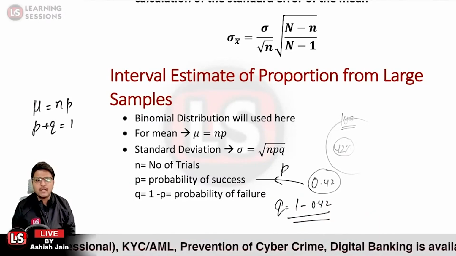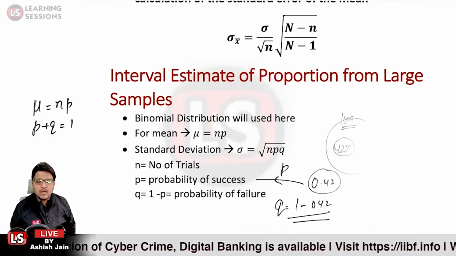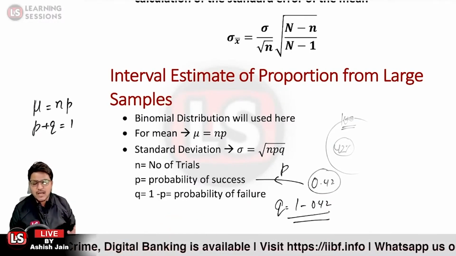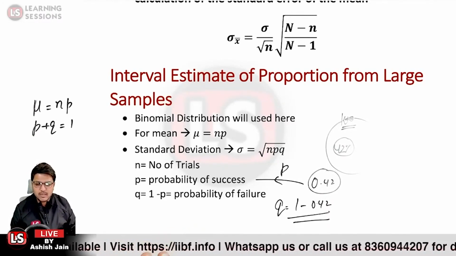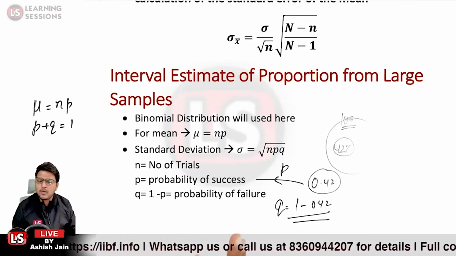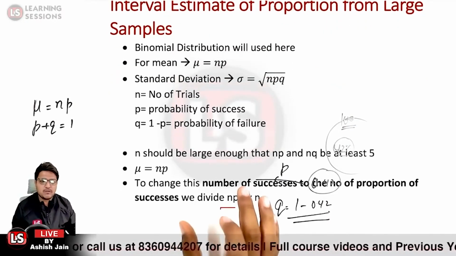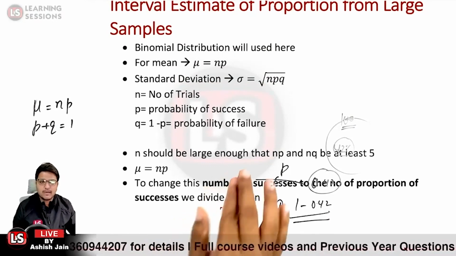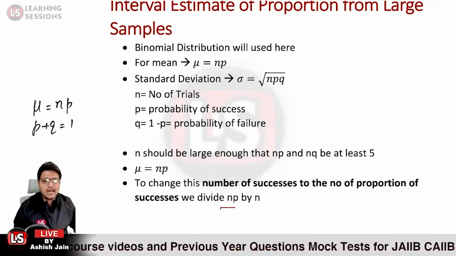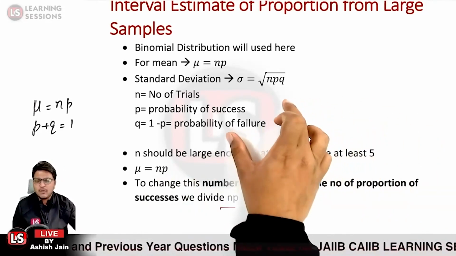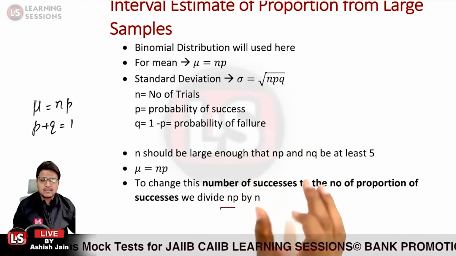Okay, so that is applicable for the proportion from a large sample itself. It is applicable where we have a large sample and we are dealing with a proportion. We need to get a proportion estimator from the sample so as to estimate the population proportion. So N should be large enough that both NP and NQ must be at least 5. That is the criterion for where this particular method will apply.